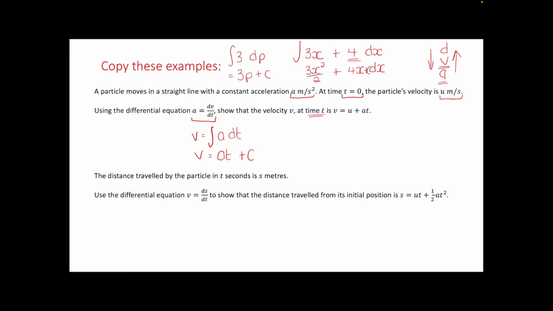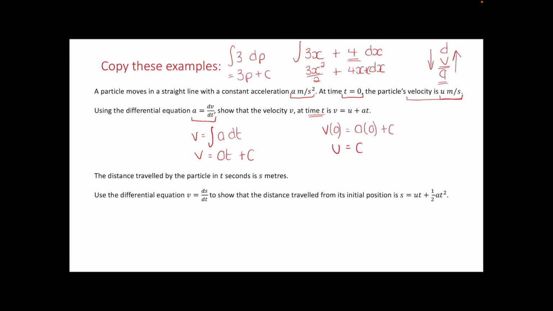So remember, t is equal to 0. So if we take our velocity at a time of 0, we have got a times t, so we've got a times 0 plus c. The section up here tells you that your velocity when time is equal to 0 is actually equal to u. So we've got u is equal to a times 0, which is just 0. So u is equal to c.